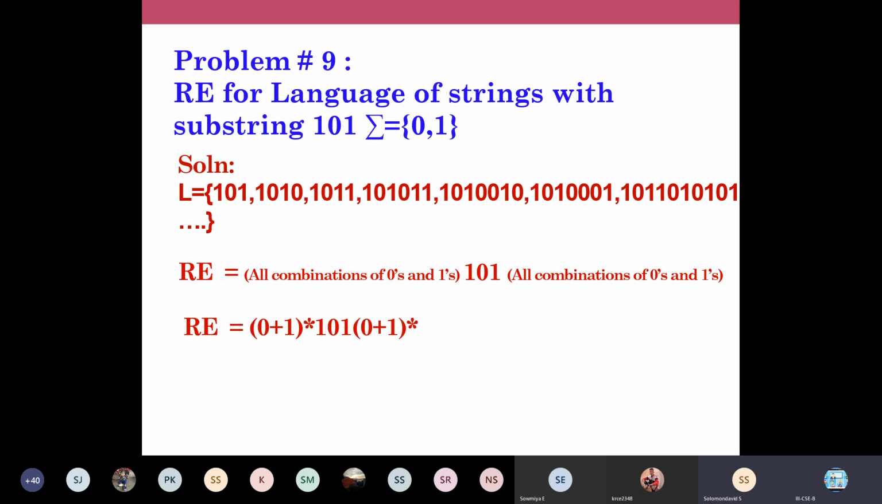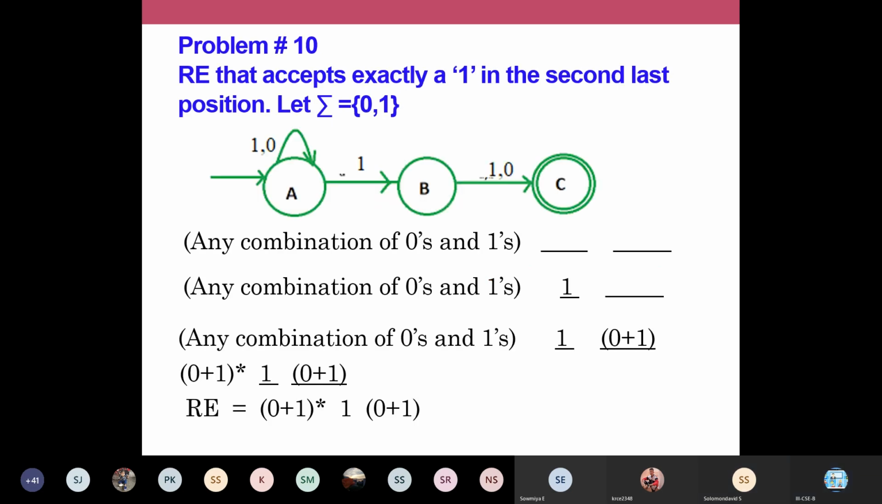Okay. Thank you ma'am. So we'll go for the next problem. Problem number 10 is a regular expression that accepts exactly a 1 in the second last position. For this you have constructed an automata. Do you remember? Regular expression that accepts strings with a 1 in the second last position.